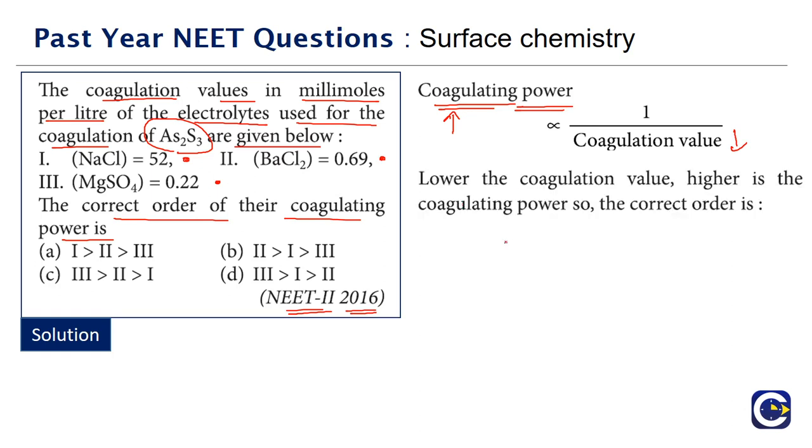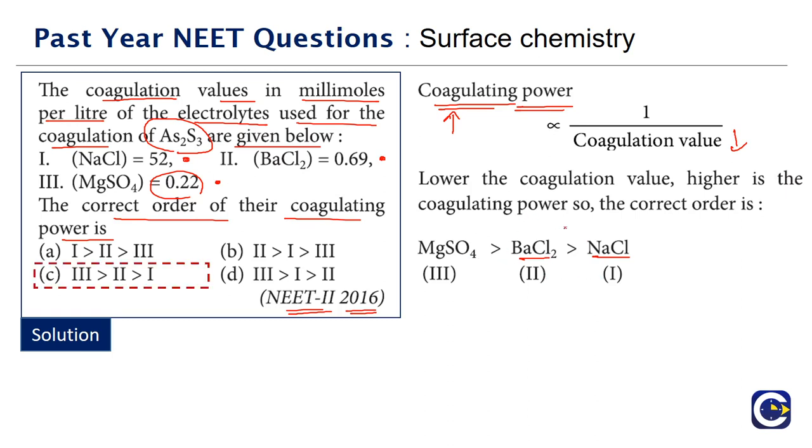And in the comparison of the coagulation values here, we can see that MgSO4 with coagulation value 0.22, that is the least, will have the highest coagulation power. Then comes barium chloride, then comes sodium chloride. So sodium chloride, the coagulation value is highest, so coagulation power will be least. So the relation will be reciprocal. So the correct order of coagulating power will be MgSO4 more than barium chloride more than sodium chloride. 3 greater than 2 greater than 1. Option C is the correct statement.